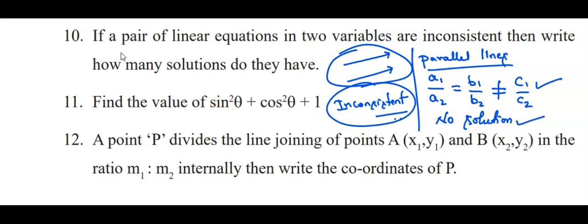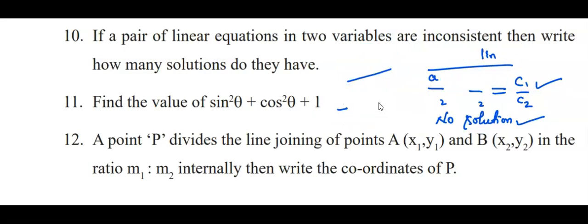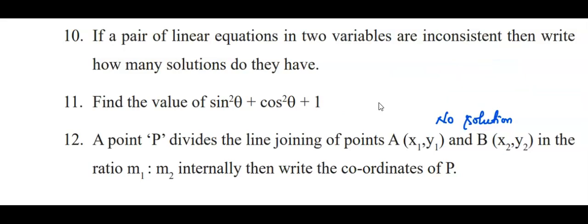Now what is the question here? They have asked, if a pair of equations in two variables are inconsistent, then write how many solutions do they have. Now what is the answer you should write? How many solutions do they have? You should only write the answer: no solution. That's it. What is the final answer you should write? No solution. Is this clear?